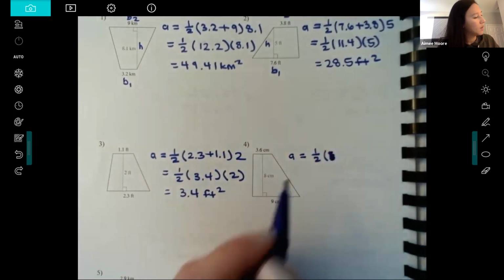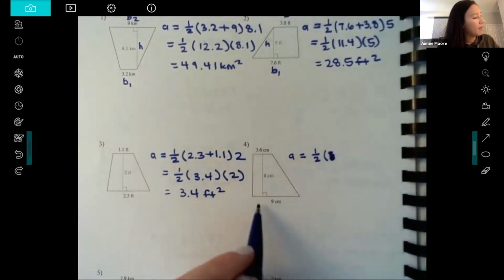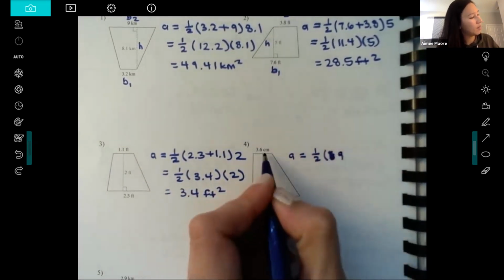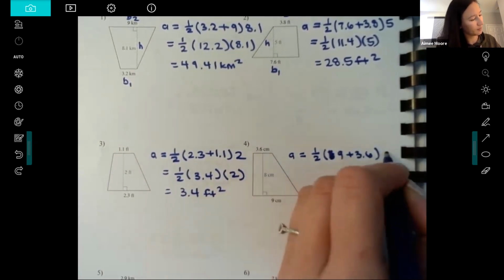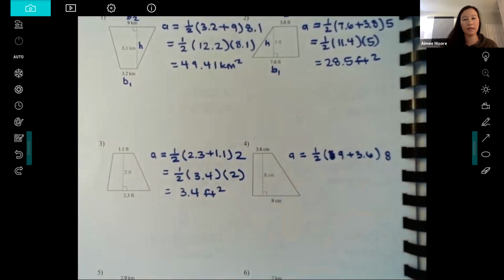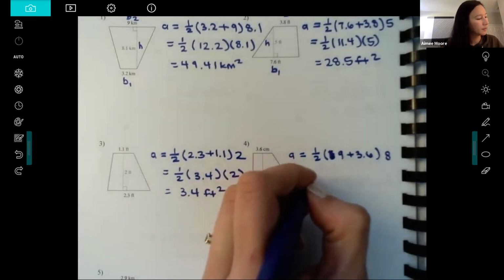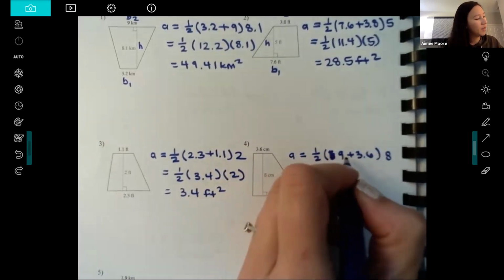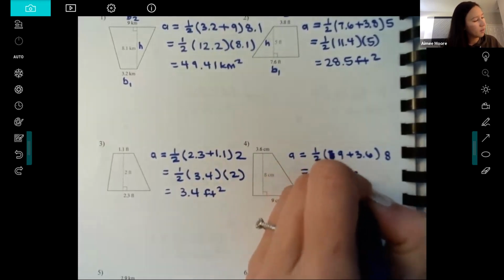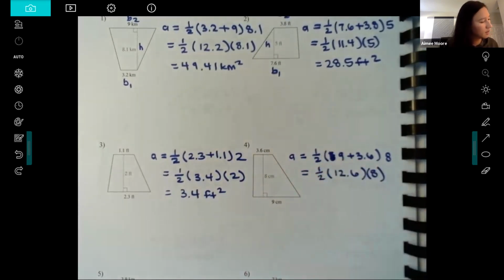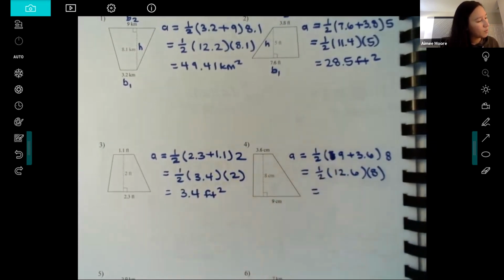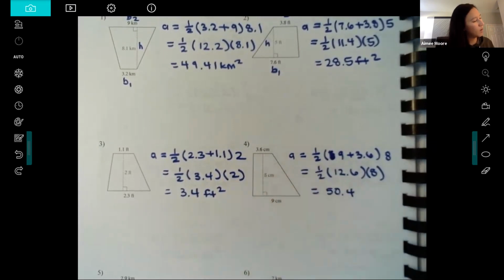So number 4, we have 1/2 of our base, which is 9. Base 1 plus base 2, which is 3.6. That's our height, which is 8. We'll simplify our parentheses. 9 plus 3.6, 12.6, times our height, which is 8. And then we have 1/2 of 12.6, which is 6.3, times 8, which is 50.4.